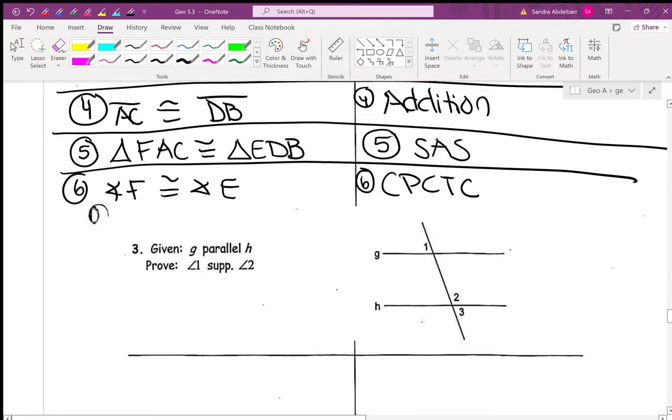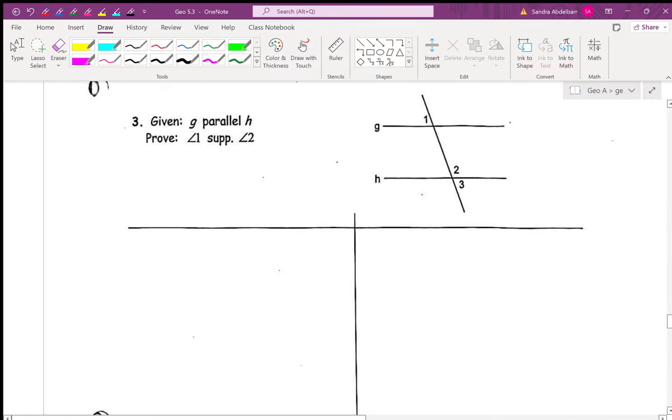Can I go on to number 3? Okay. So here we have line G is parallel to line H. Remember what I told you. I tell you parallel lines, so you're going to end up using one of those theorems to get angles congruent. Okay, we want to prove that angle 1 is a supplement to angle 2.